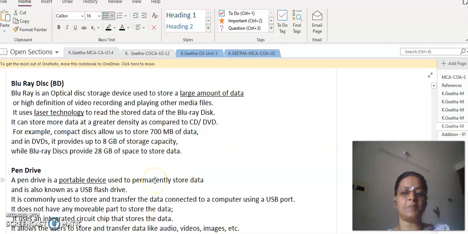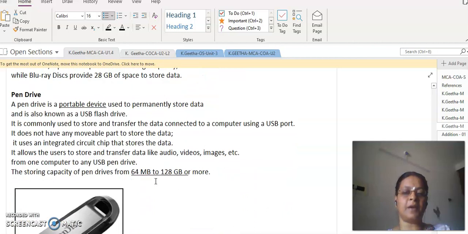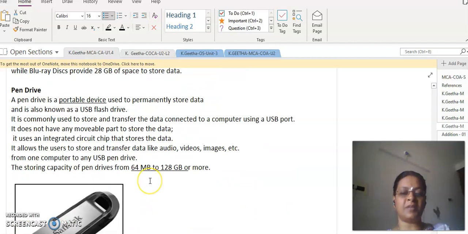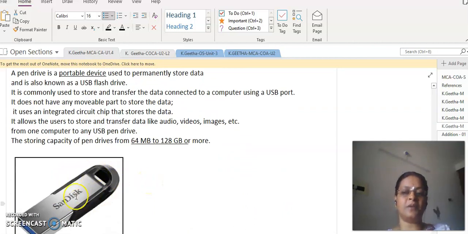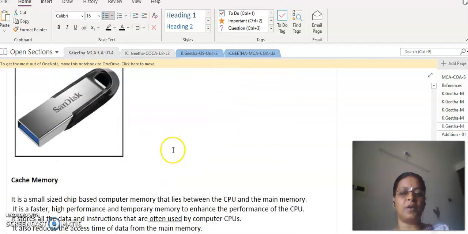Then comes the pendrive. I think many people will already be aware of it. We will be using this pendrive, otherwise called USB. It is a portable device, and it is used to permanently store the data and to carry the data from one computer to another computer. Usually, it is used for transferring files from one to another, and it does not have any movable parts to store the data. It is like an integrated circuit chip. It stores the data, and we can store any amount of data. The size of this pen drive will vary from 64 MB to 128 GB.